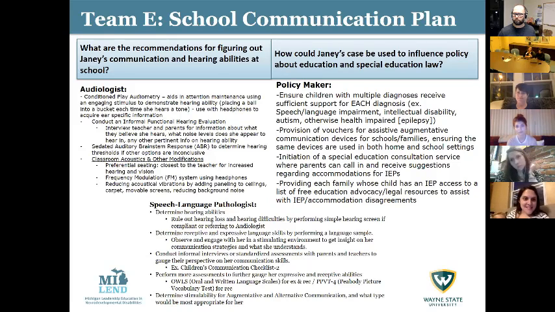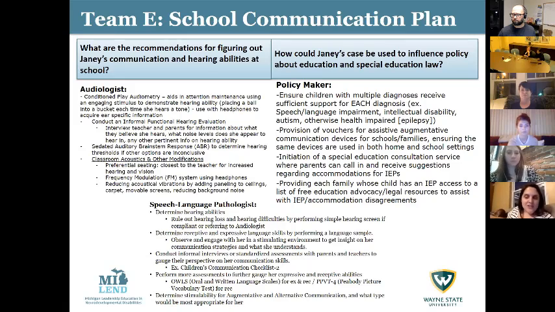Yeah, so as a policymaker, it's important to us that each of a child's accommodations are considered, that the IEP isn't pigeonholed for just one diagnosis, but that each diagnosis is taken into consideration. We'd also want to ensure that assistive augmentative communication devices are available as possible, that district funds aren't the limitation there, and that the same device is able to be used at home and at school, so it generalizes appropriately.